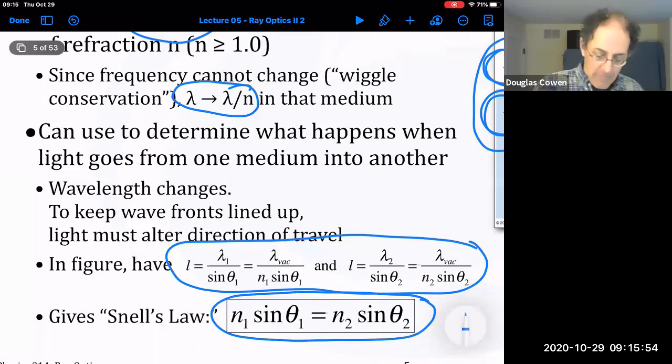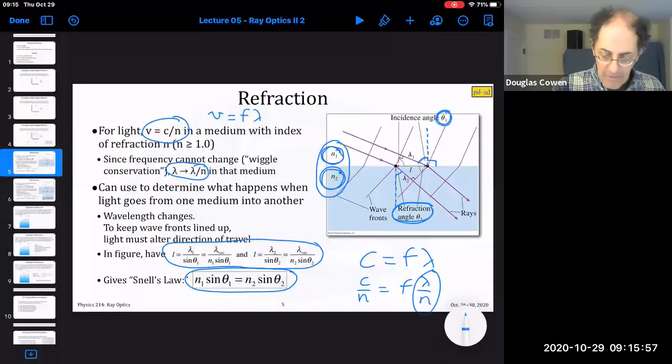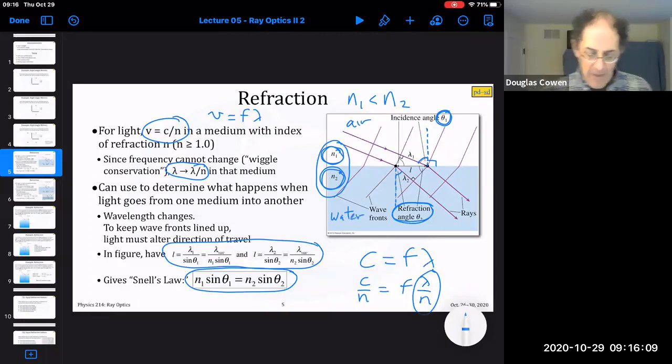So if n1 is less than n2, which in this diagram is sort of implied because it looks like we have air up here and water down here, then what will happen is the light rays coming in will have a larger angle with respect to the normal when they're in the air, I should say, than when they're in the water. So as they go from a lower to a higher index of refraction, they will hug closer to the normal.